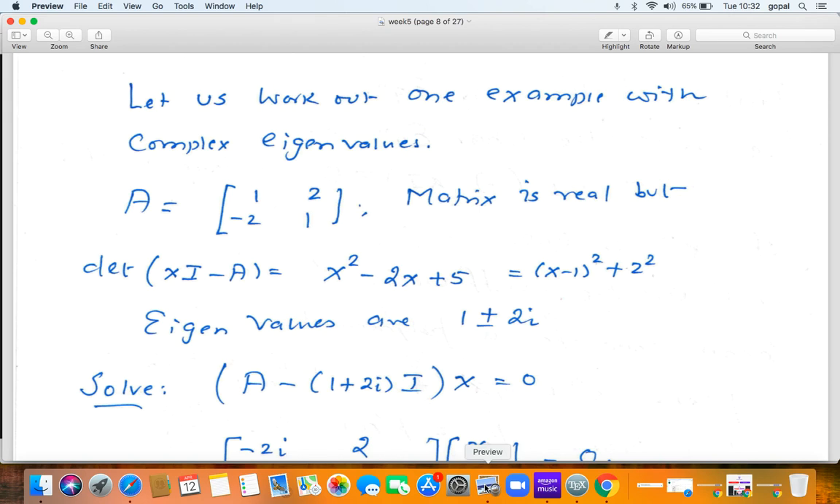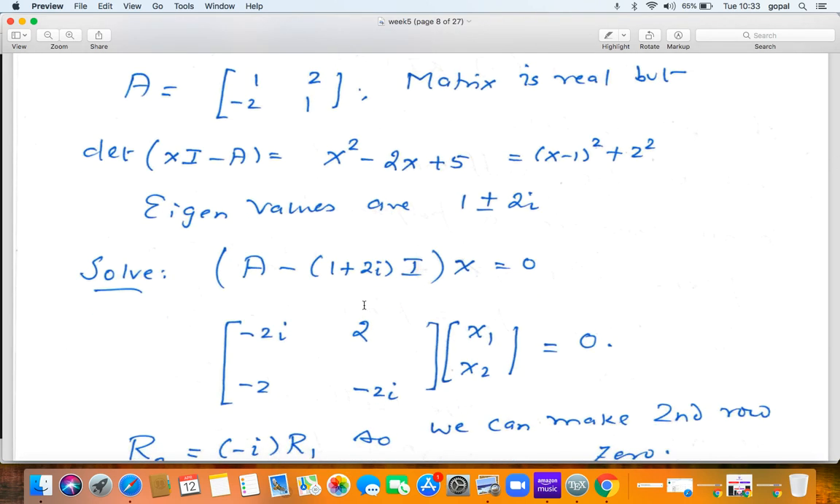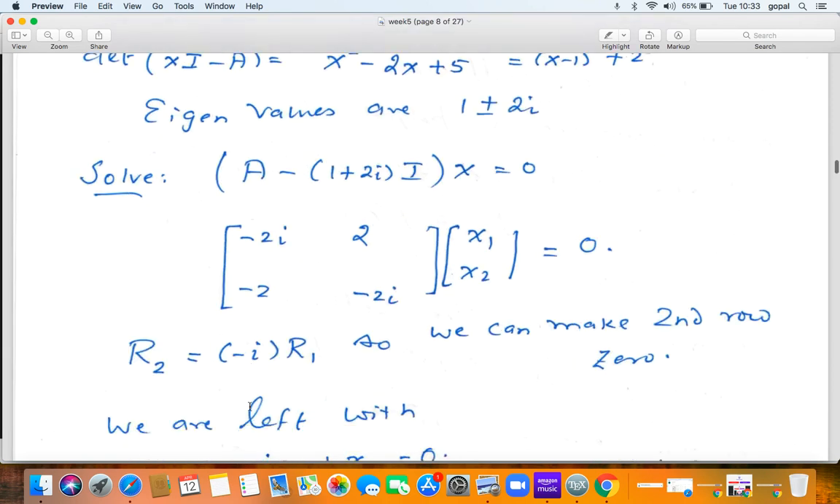We have to solve (A minus (1 plus 2i) I) x equal to 0. We need a non-zero x. Okay, so let us write down this matrix properly. I have to subtract off 1 plus 2i from the diagonal. It will be minus 2i down the diagonal, and 2 and minus 2. Obviously, we all notice that R2 is minus i times R1.